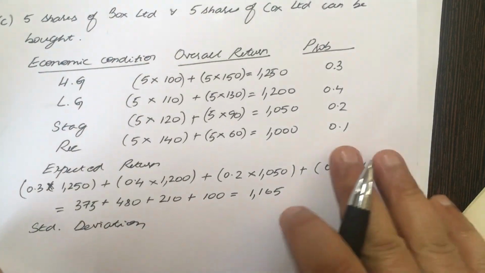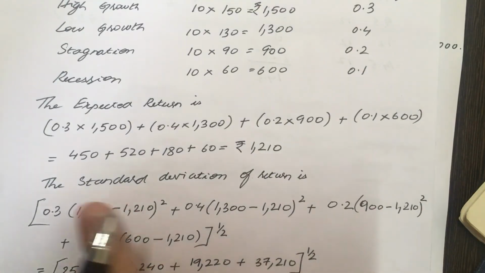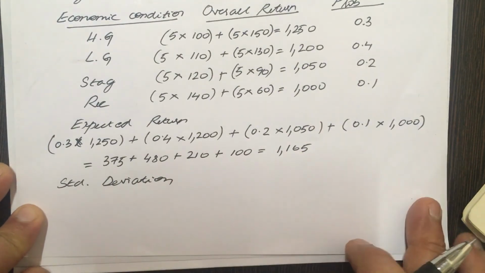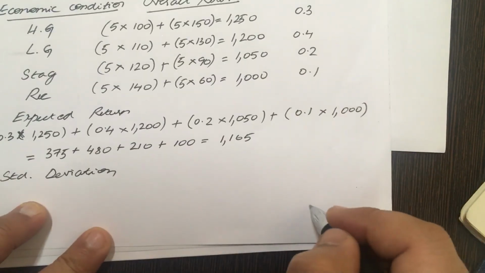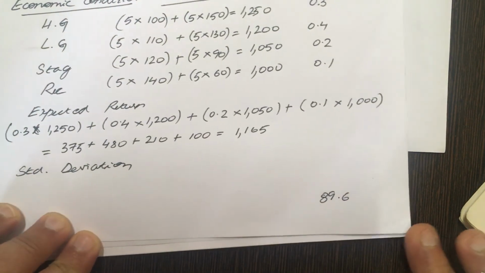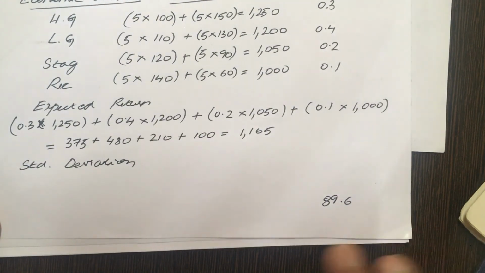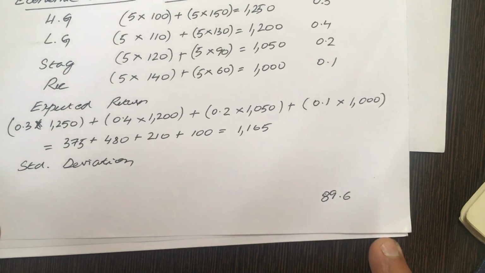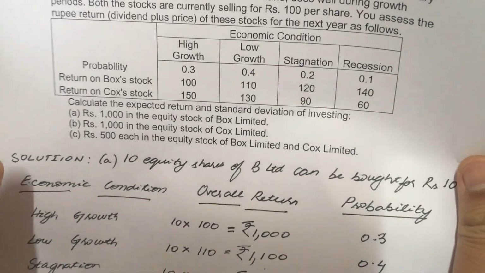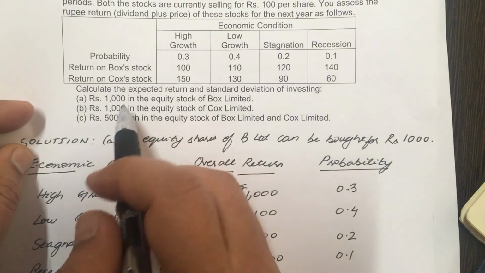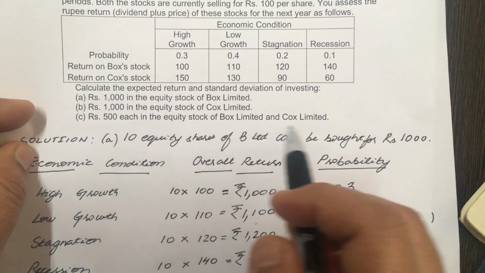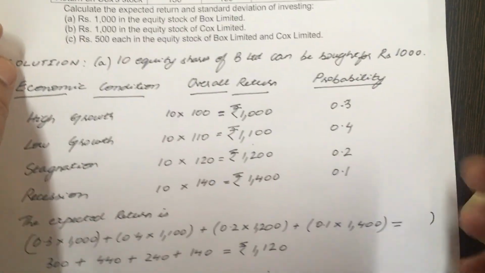Now again, just like A and B, same thing. You find out the standard deviation the same way, and the standard deviation here will be 89.6. Please do that on your own. Check and see whether you get 89.6 or not. All right. So that is how you find out the expected return and standard deviation for a problem where you have investment in a single security and investment in a portfolio. All right. Thank you.